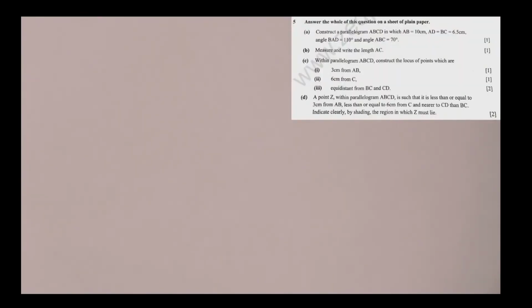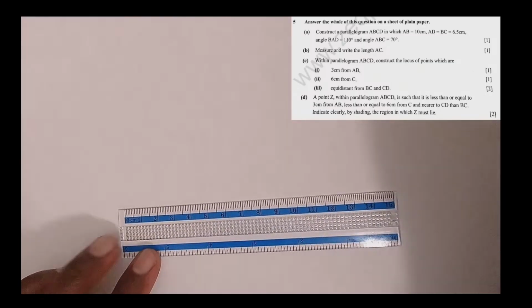In this problem, coming from 2022 paper 2, we have question 5. We want to construct a parallelogram ABCD in which AB is 10 centimeters, AD is equal to BC, which is 6.5 centimeters, and angle BAD is 110 degrees, and the angle ABC is 70 degrees. All right, so let us go ahead and get started, right?